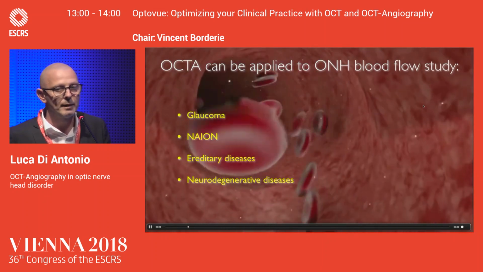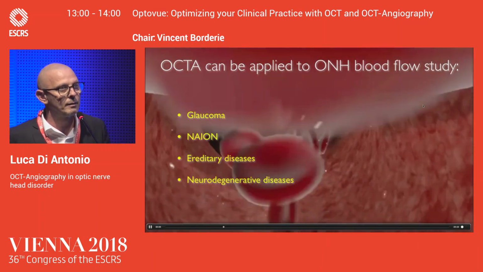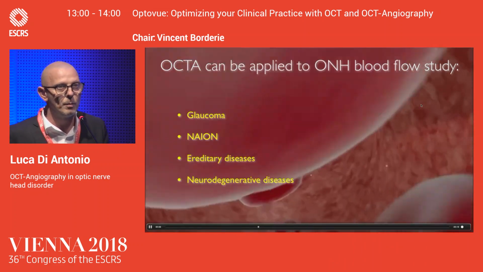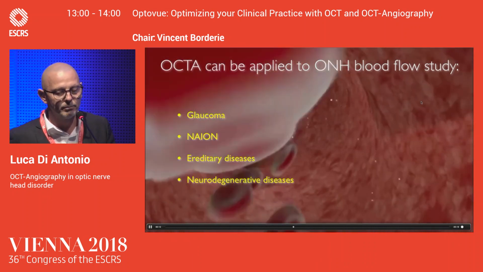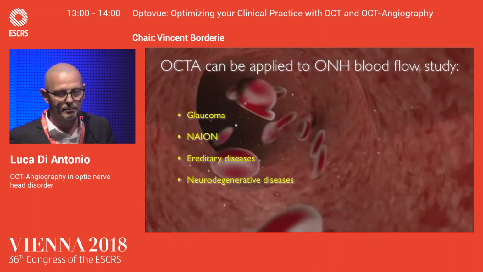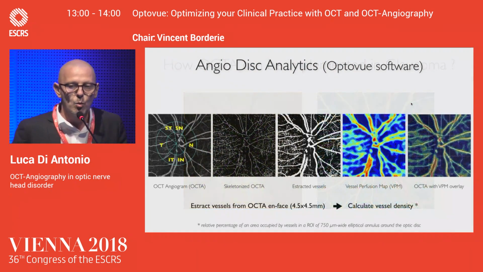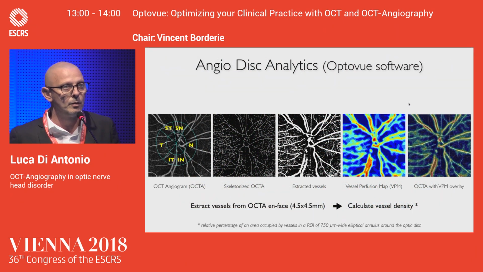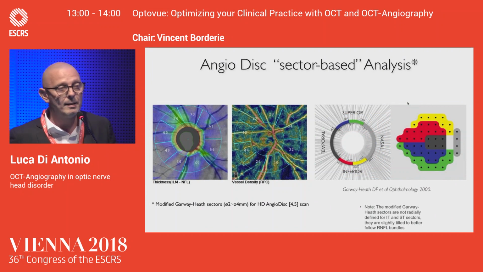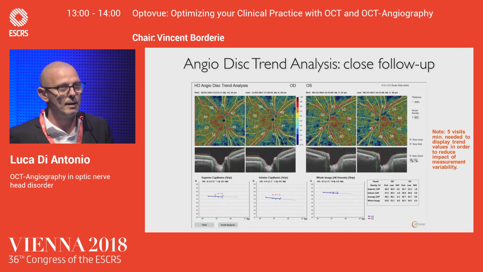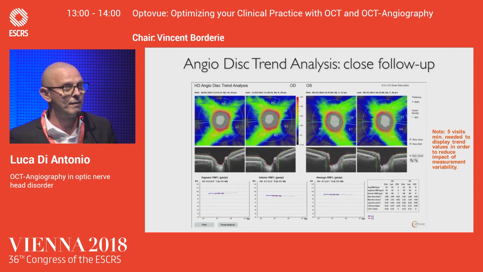And so OCT angiography can be applied in several optic nerve head disorders like glaucoma or ischemic optic neuropathy, hereditary disease, and neurodegenerative disease. But how can OCTA be implemented in glaucoma? With the angiodisc analysis that recently received FDA clearance. It is based on the analysis of the sectors modified by Gary Heatley. And so it's possible to obtain a trend analysis of the disc in order to obtain a close follow-up by studying both the RPC vessel density and the RNFL thickness.